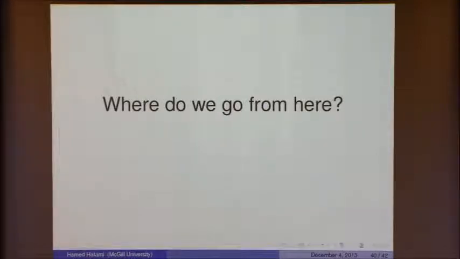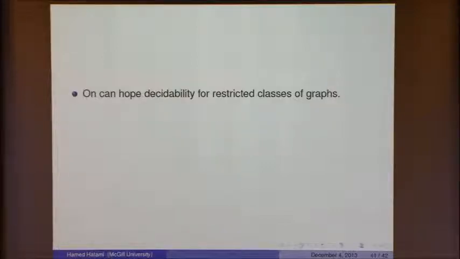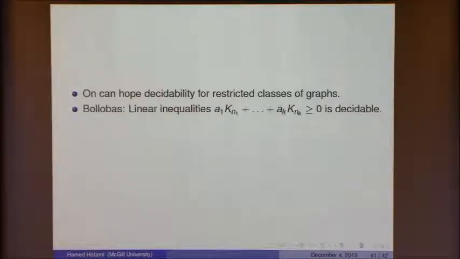Is there a nice general way of approaching these inequalities? So one thing we can do is, well, maybe we can hope for decidability for some restricted classes of graphs. And actually, an old result of Bollobás implies that if you have such a linear inequality involving only cliques, this is decidable. Basically Bollobás's result says that this is always minimized when you look at these densities inside the cliques, and then you can optimize over that. So this is decidable.